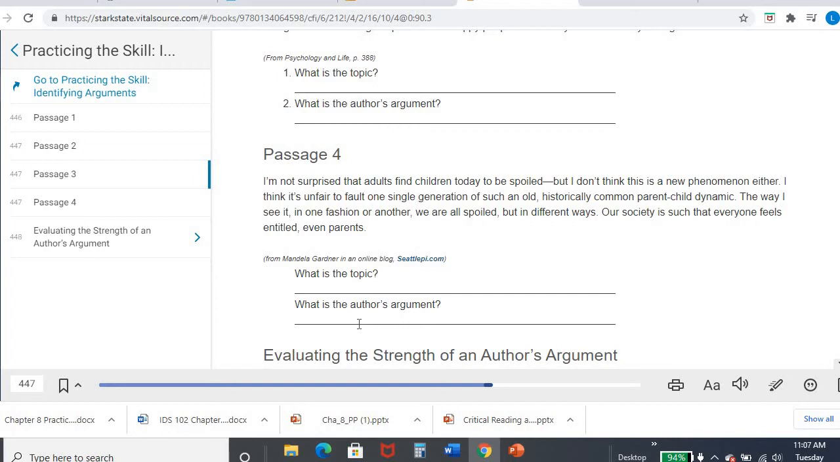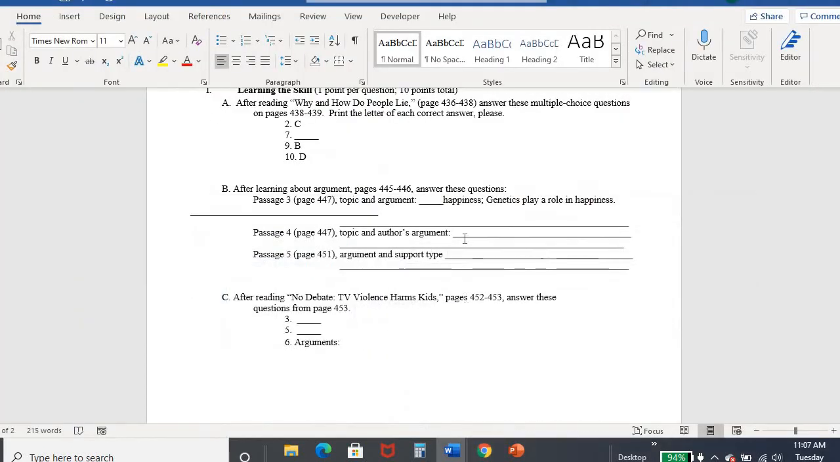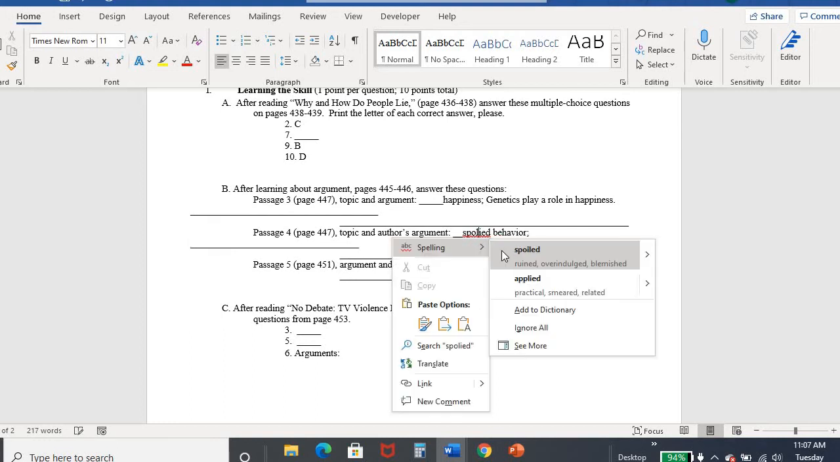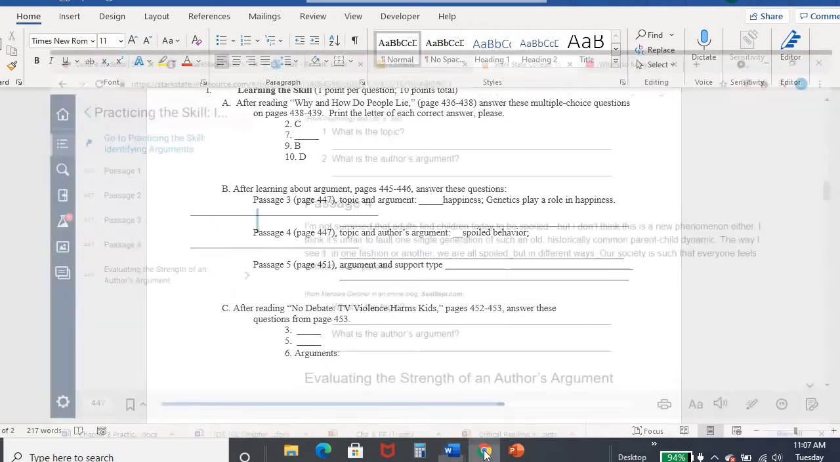So as I'm reading, the topic to me is people being spoiled or just spoiled behavior. So that's what I would write here. My topic is spoiled, and I'm just going to say spoiled behavior. Of course, let's spell the word spoiled correctly. That would help.